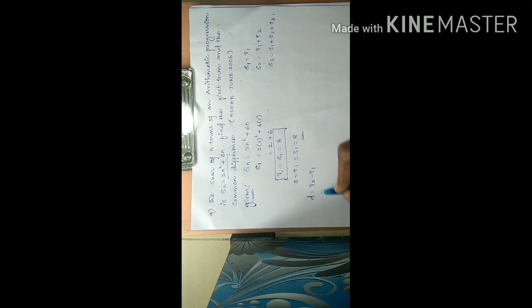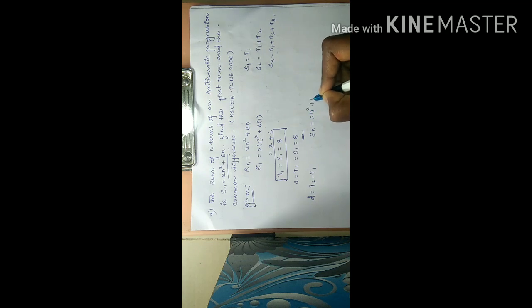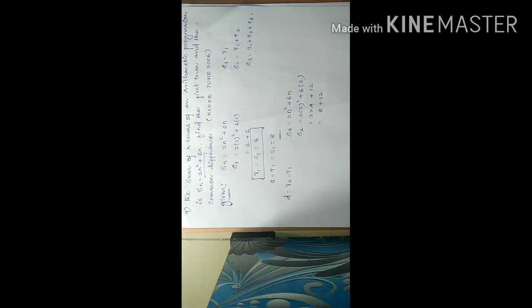So here by using this given equation, Sn is equal to 2n square plus 6n, find out S2. S2 is equal to 2 into 2 square plus 6 into 2. That is 2 into 2 square is 2 twos are 4 plus 6 twos are 12. That is 4 twos are 8 plus 12. So 8 plus 12 is equal to 20. So S2 is equal to 20.